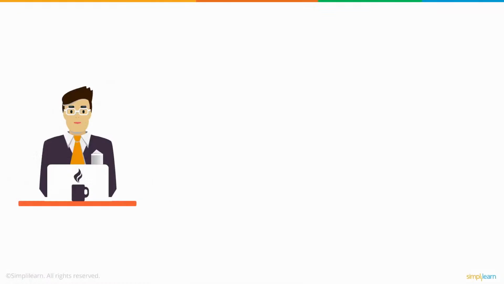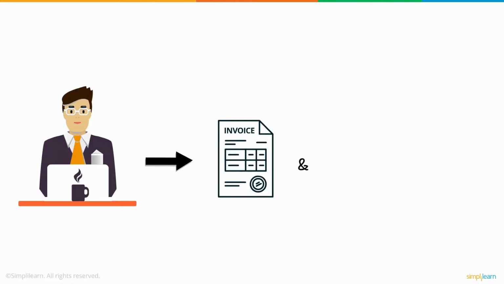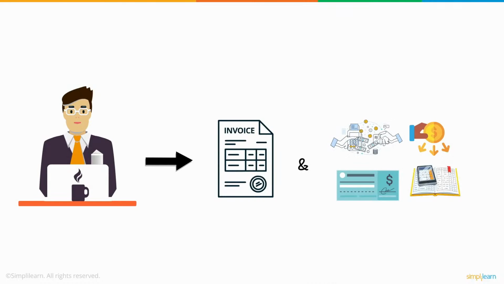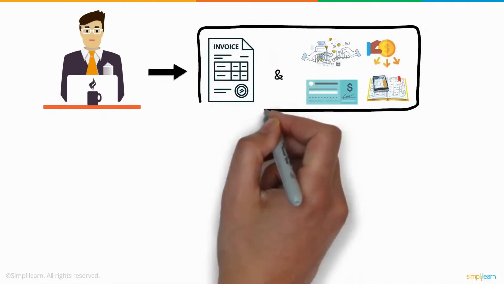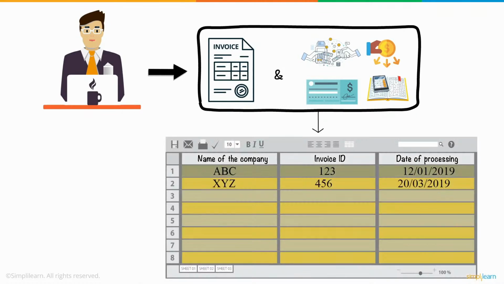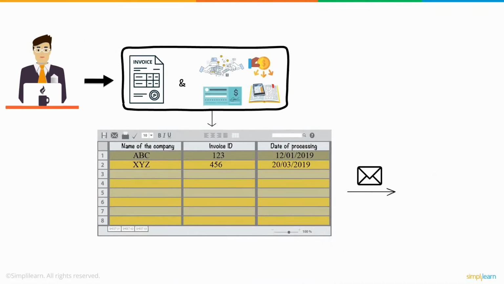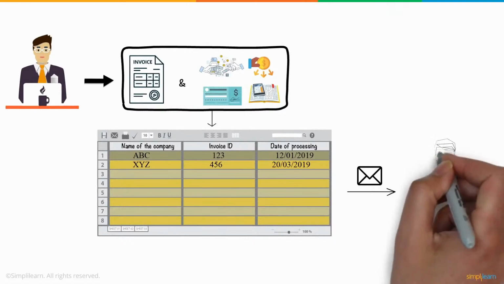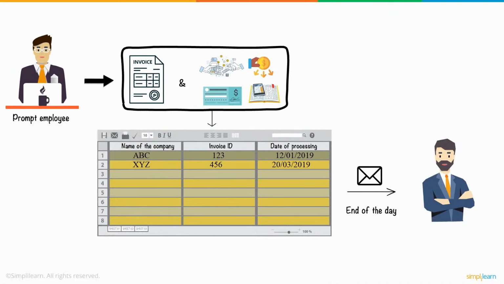This is Jim. He is an accountant in a multinational company. He handles several invoices and other financial records like monetary transactions, liabilities, checks, and ledgers on a daily basis. One of his tasks is to copy all the relevant information from these invoices, such as the name of the company, invoice ID, and date of processing into a spreadsheet, and mail the sheet along with other financial reports to his superiors by the end of the day. As any prompt employee, he transfers all the information to the sheet, attaches the reports, and sends them over to his boss via email every day.